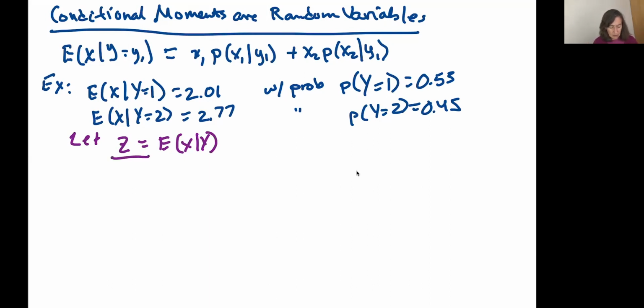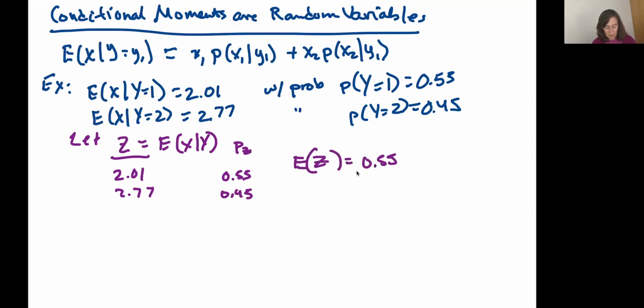And so z takes values 2.01 and 2.77 with probability 0.55 and 0.45. And just like we could with any other random variable, let's find the expected value of z: 0.55 times 2.01 plus 0.45 times 2.77. That equals 2.35. Okay, fine.